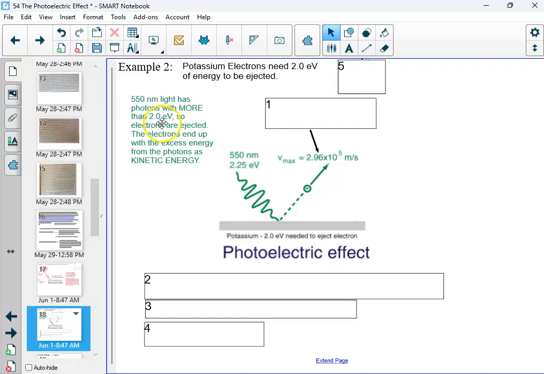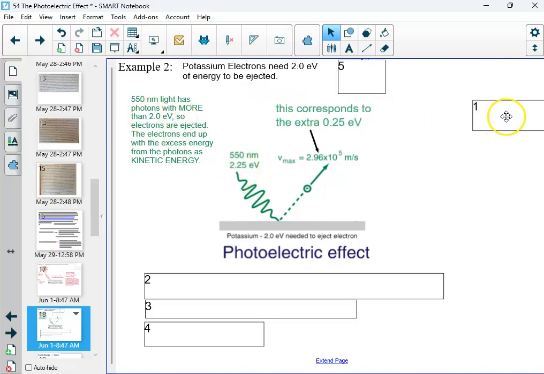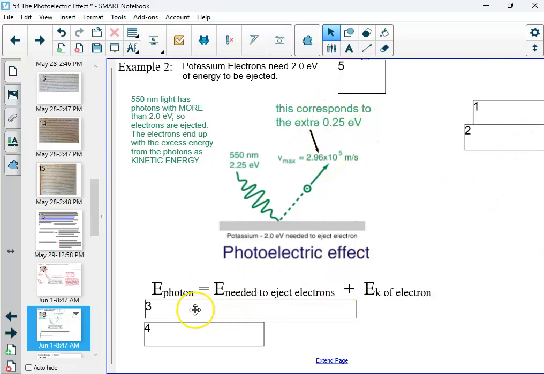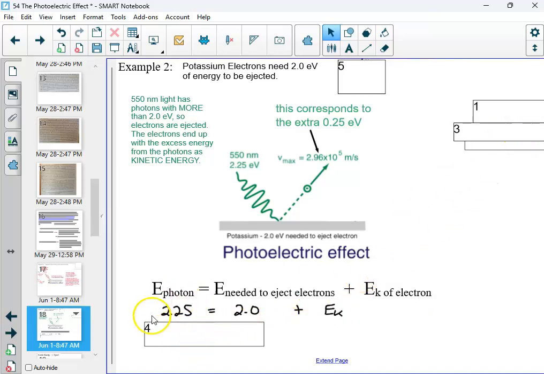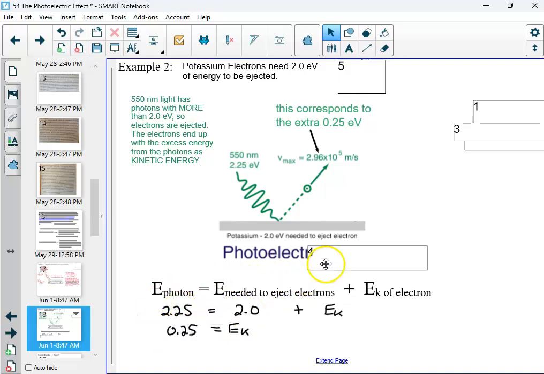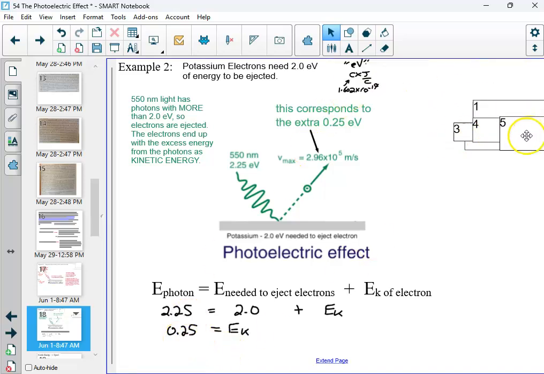Next one here, so more energy. Now it's got 2.25 electron volts, so it's got 0.25 to spare. So the kinetic energy, the velocity that the electron goes off with, corresponds to that 0.25. It's quite a simple idea. The energy the photon has is made up of the energy needed to eject the electron plus the kinetic energy of the electron. So the photon comes in with 2.25, you need 2 to kick it out of the atom, and so the kinetic energy you're left with is 0.25. Okay.